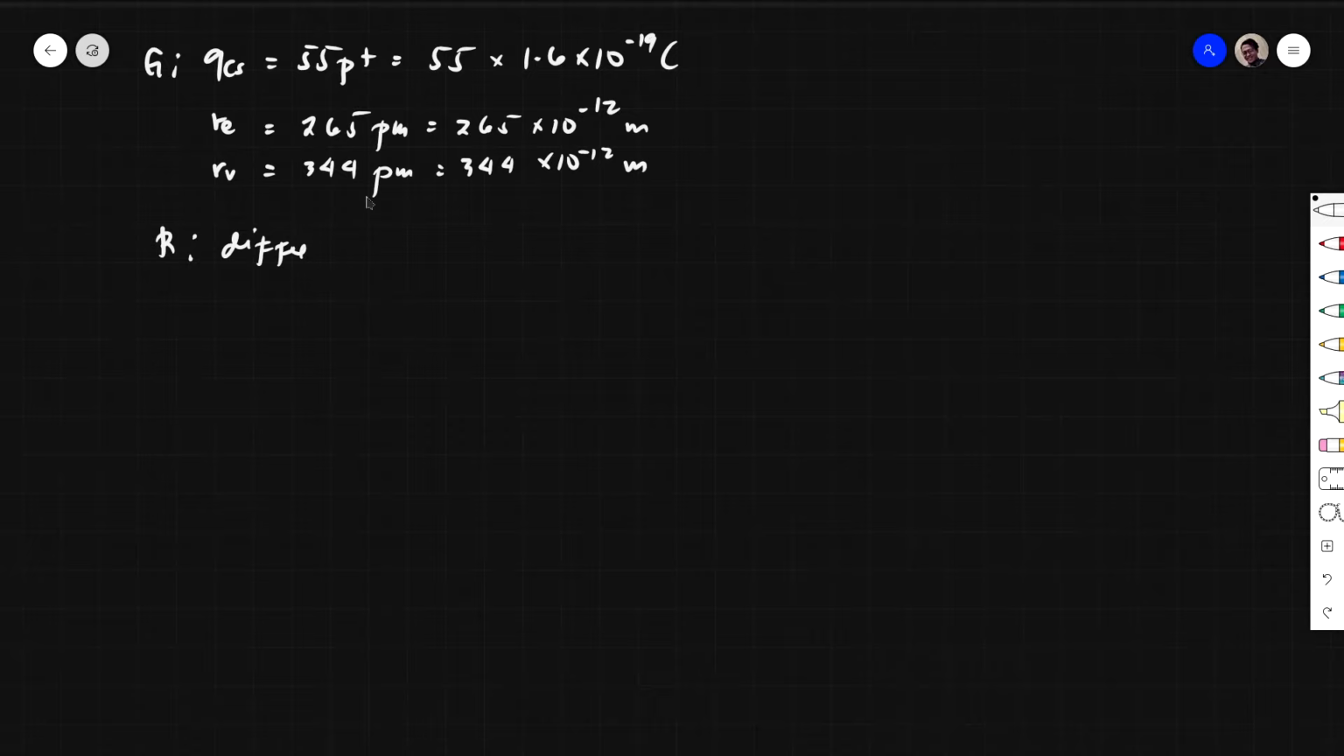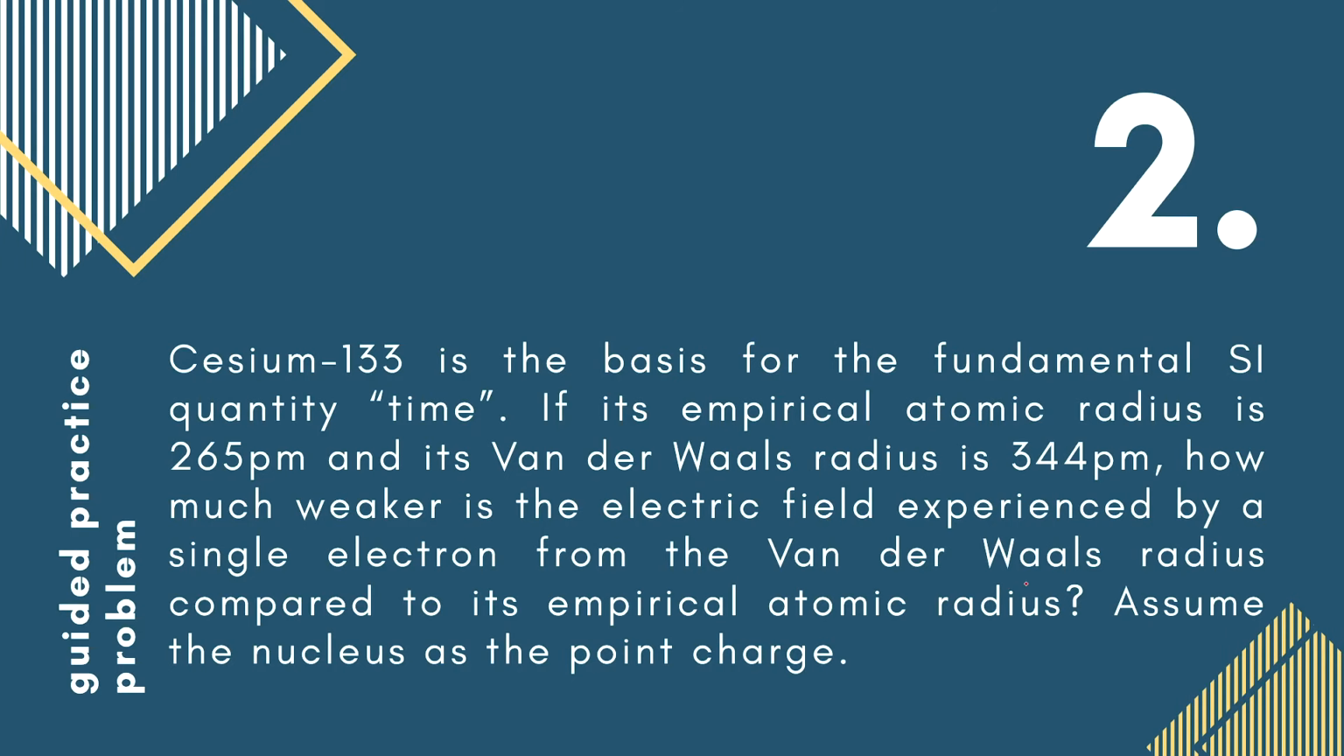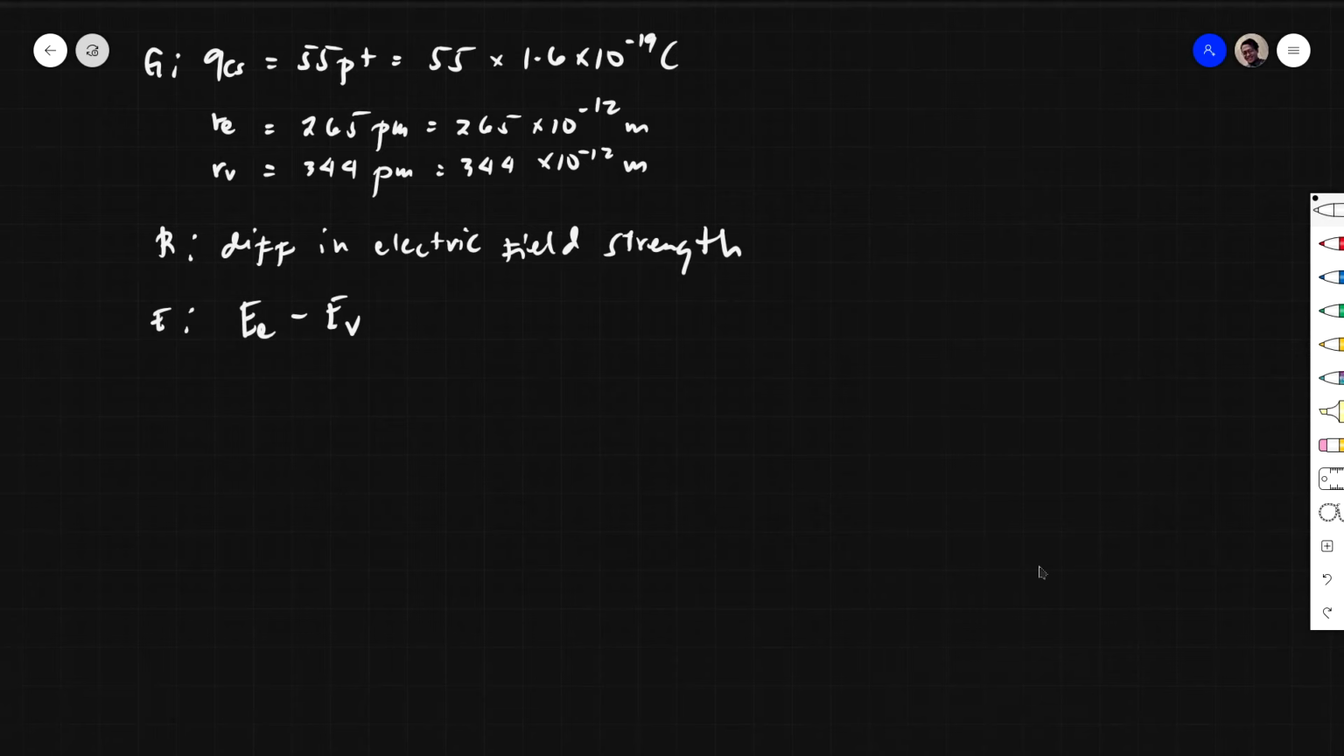So for our required difference in electric field magnitude, or electric field strength, our equation would be, generally we're going to use E of E minus E of V. Knowing that the van der Waals radius is farther, it must be weaker in its electric field, but how much weaker? So let's expand this equation.